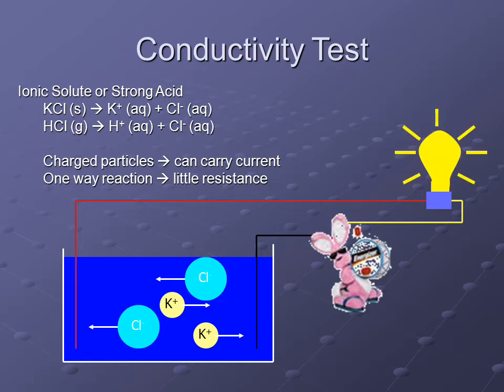That will result in the bulb lighting up. Alright, so since ionic compounds and strong acids carry current with very little resistance, or they allow a solution to carry current with very little resistance, they are called strong electrolytes. So, strong electrolytes are ionic solutes and ionic compounds and strong acids.